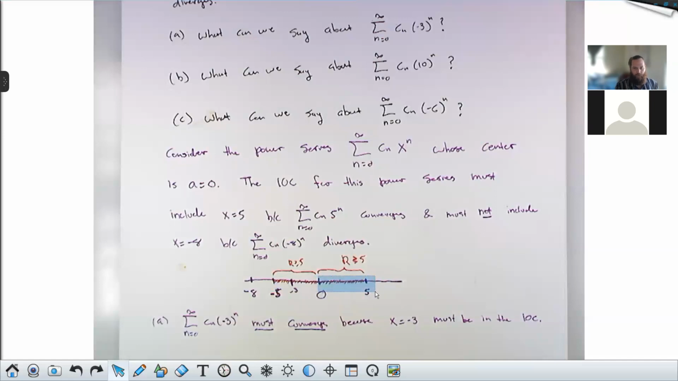So the interval of convergence must stretch at least 5 units to the right. And by symmetry, interval of convergence always symmetric about the center, the IOC must stretch at least 5 to the left. Since -3 is in this worst case scenario IOC, this series must converge, because this series is this power series with -3 plugged in for x.